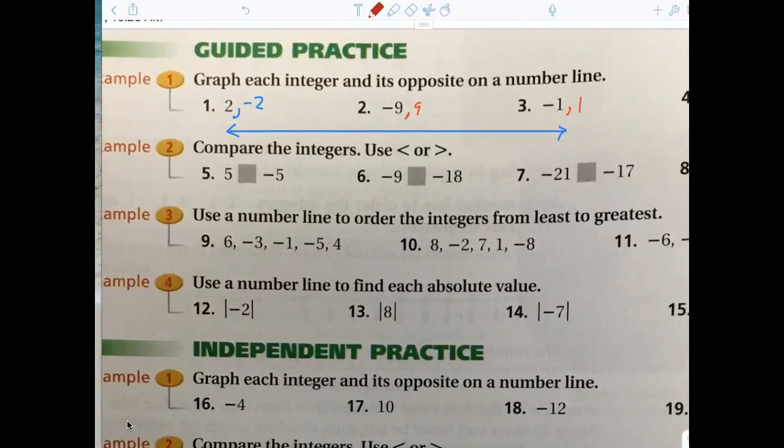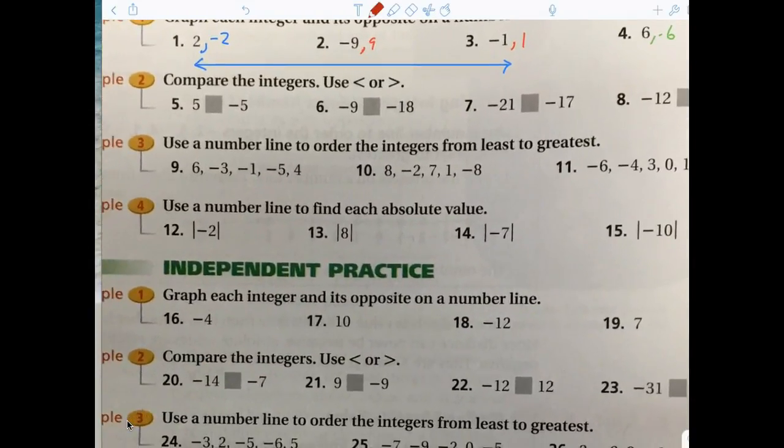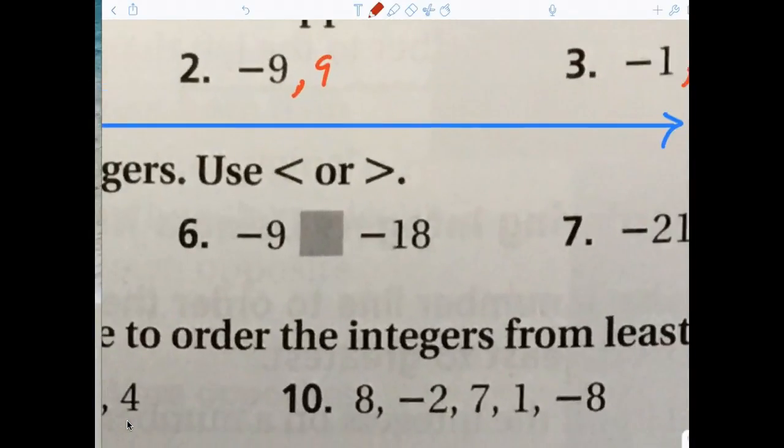Question, oh, now you're just comparing positives and negatives. That's what they want. Now remember, this symbol right here, I don't want you using alligator mouths anymore, guys. We're too old for that. This symbol right here is what?